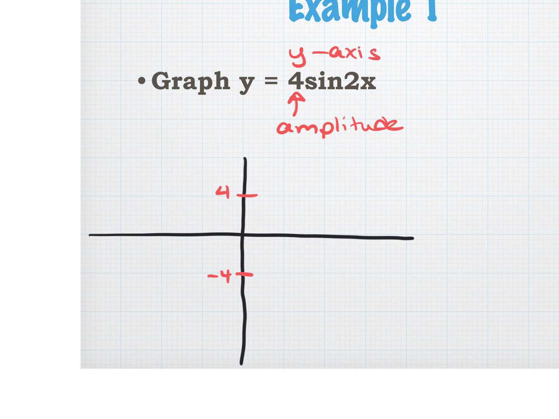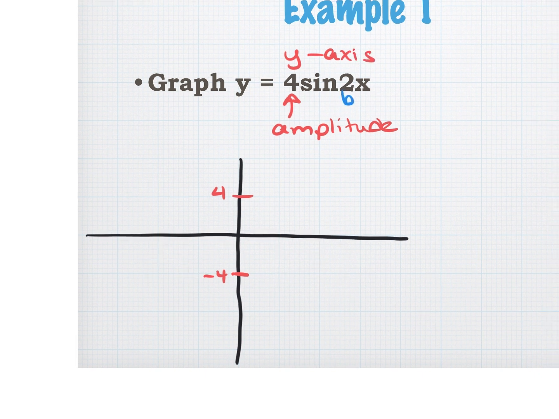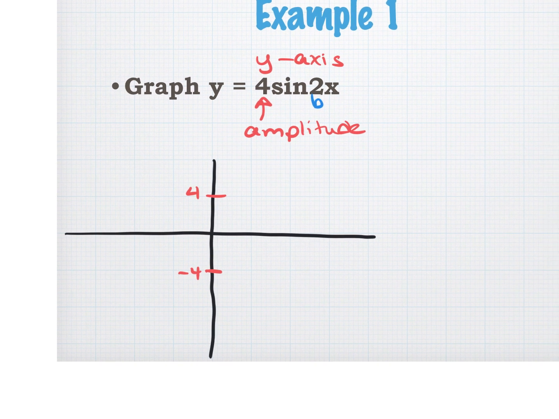Now for this B value, which is 2, this is going to tell me if my cycle goes faster or slower. Again, when that number is greater than 1, it'll be faster. So we took 2 pi and divided that by that B value. So 2 pi divided by 2 is just going to give me pi. This is how fast my cycle can be completed. Now it's going faster. It usually took 2 pi. Now I can do it in just pi.